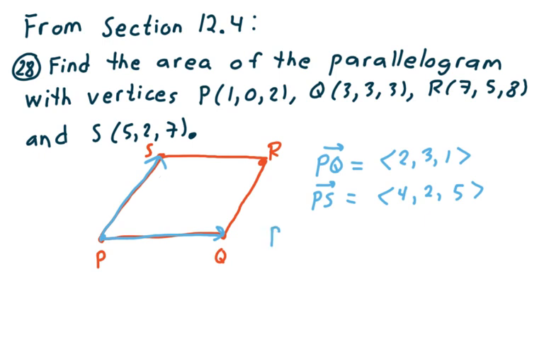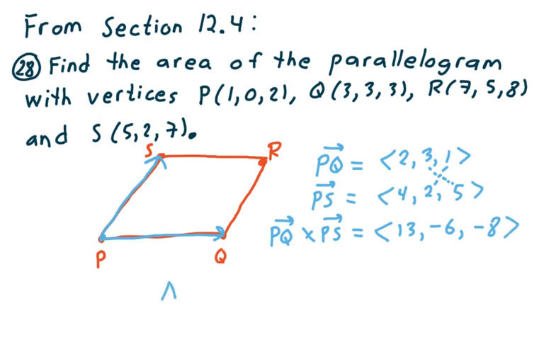So, in other words, I'm going to take the cross product of PQ with PS. Now, the first component is 15 minus 2, 13. The second component is negative 6, right? I took 10 minus 4, and then took the opposite sign because it's the second component there. And then the third component will be 4 minus 12, which is negative 8.